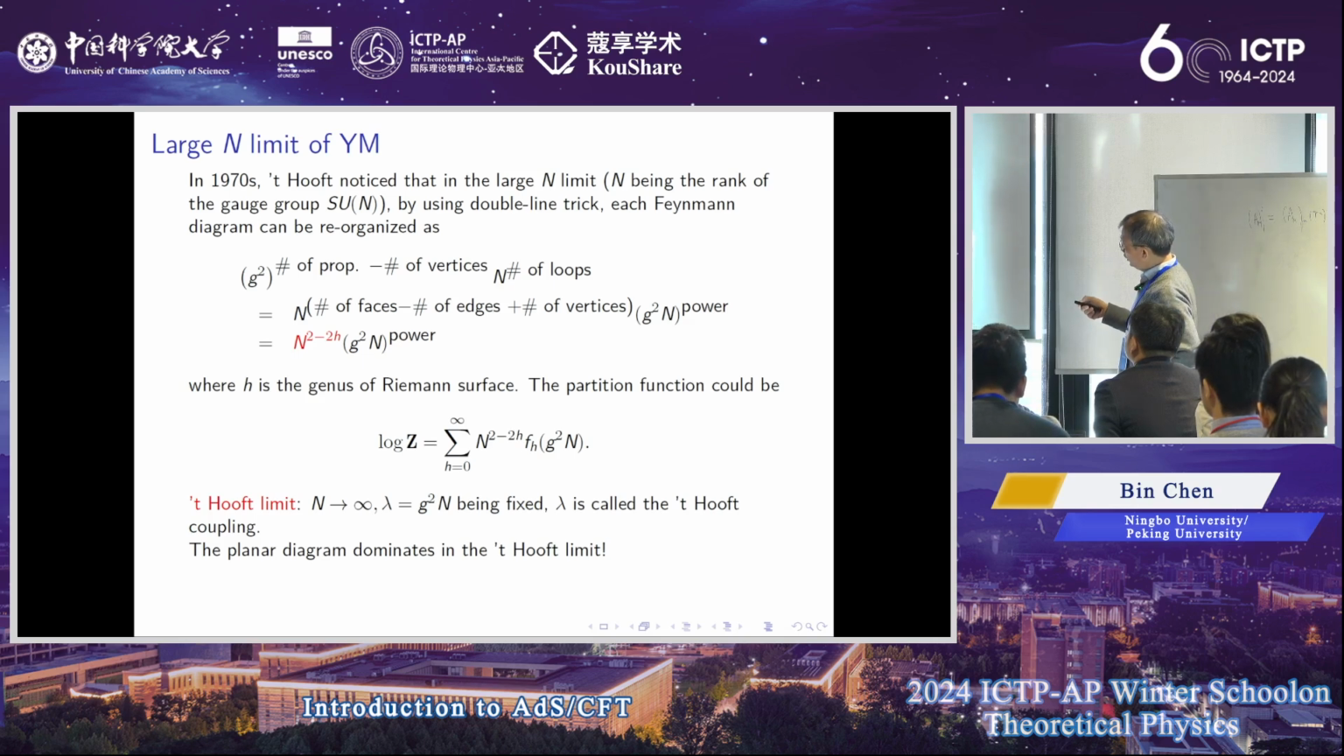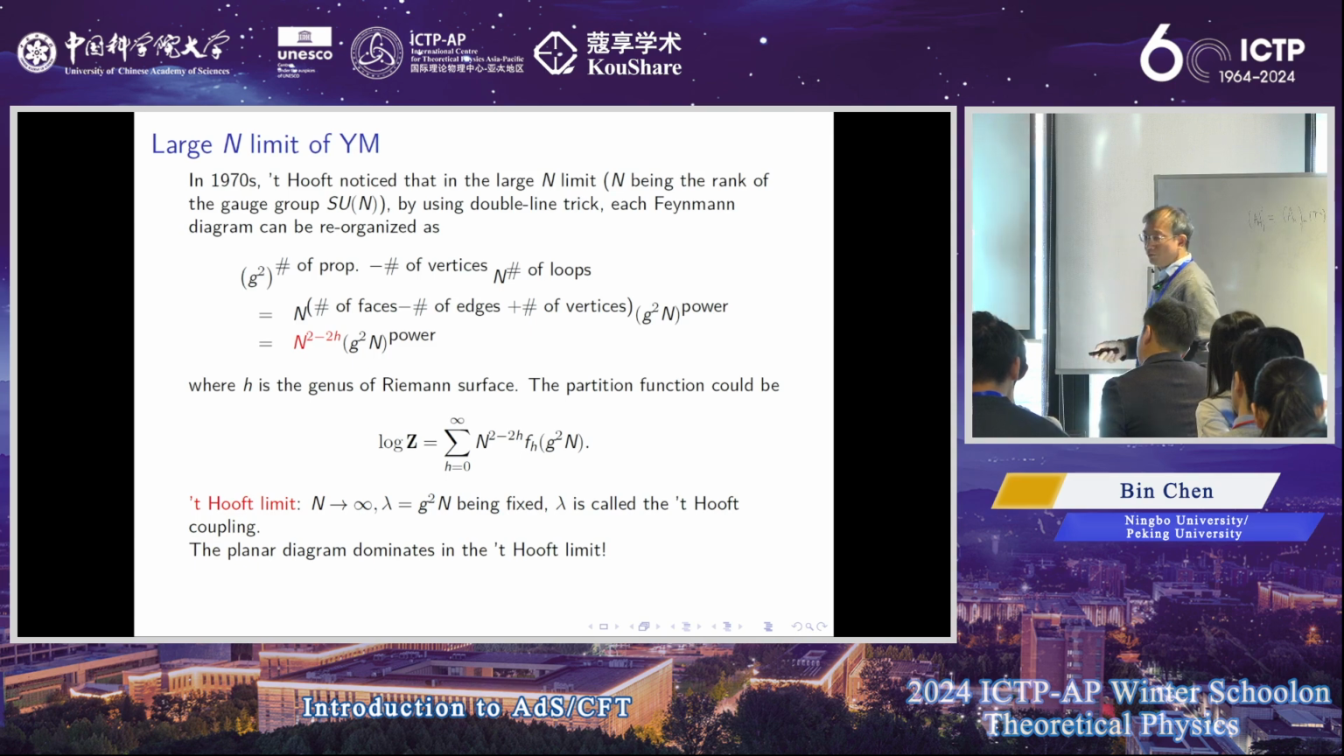Under this 't Hooft limit, the partition function looks like the partition function of string theory. And so in this large n limit, you can focus on the first term, when h equals 0, which is dominant. So h equals 0 means that the planar diagrams dominate in the 't Hooft limit.